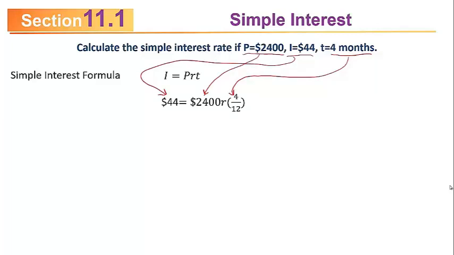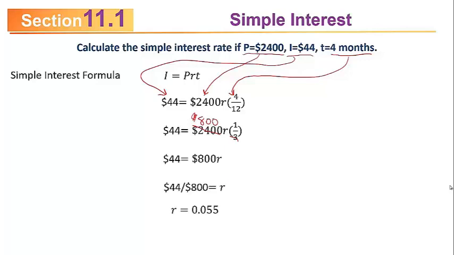The principal or present value is 2,400, and it's 4 months, that's 4/12 of a year for T. And of course 4/12 is 1/3, and 1/3 times 2,400 is 800. So you get 44 is equal to 800 R, and if you divide both sides by 800, you end up with R is equal to 0.055, and if you change that to a percent, you get 5.5%.